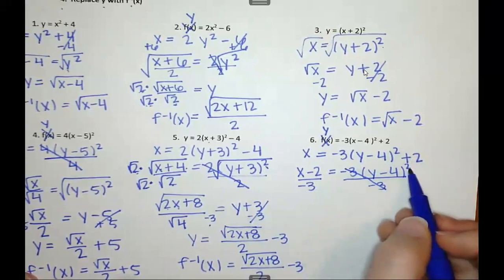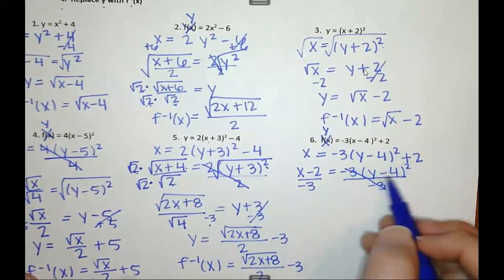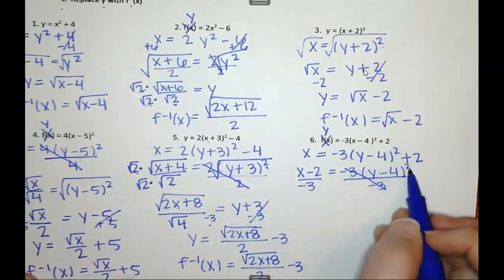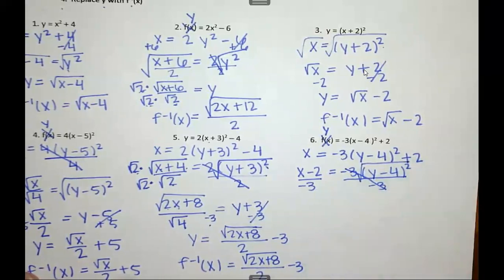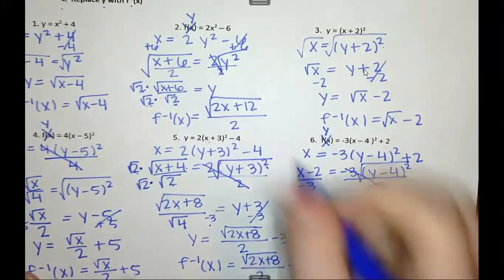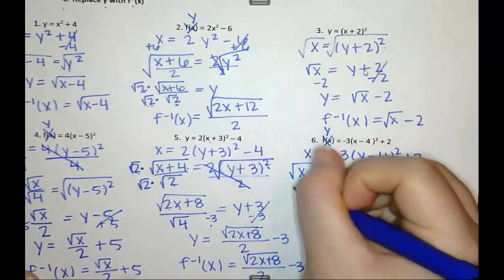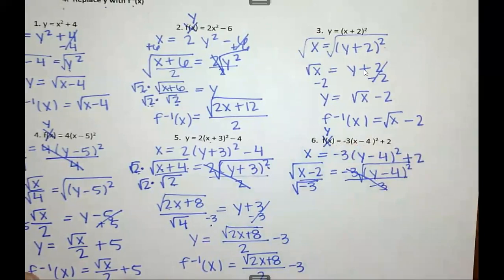So now the only thing I need to get rid of so that I can separate this y and negative 4 is to get rid of the square, which I do by taking the square root. You take the square root of one side, you got to take the square root of the other side, which means both top and bottom. So this is similar to this problem over here, right? And this one here. We now have a square root in the bottom, which we don't like.